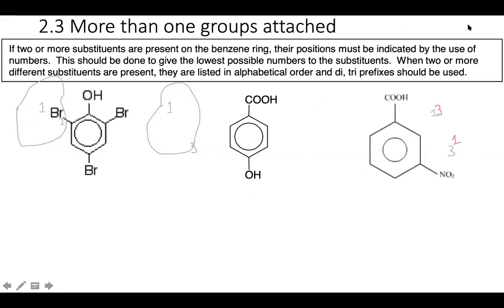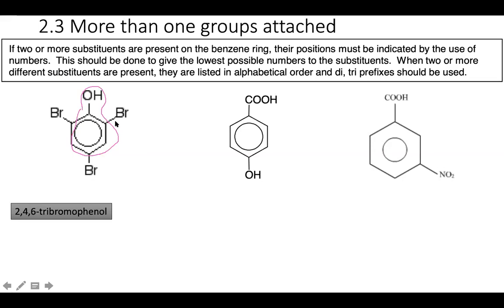Oh, there's more. Now, the main group here is the phenol. That's the principal chain. Okay, so phenol will be number 1, 2, 3, 4, 5, 6. So it's 2, 4, 6 bromophenol. Oh, tribromophenol. Sorry. 2, 4, 6 tribromophenol.